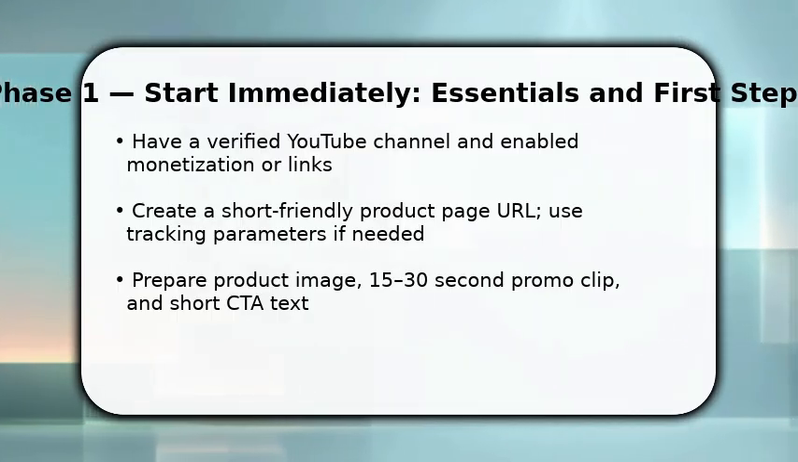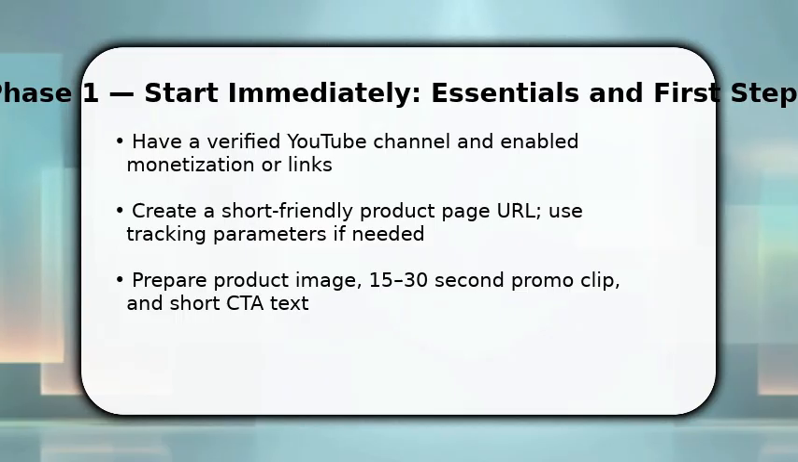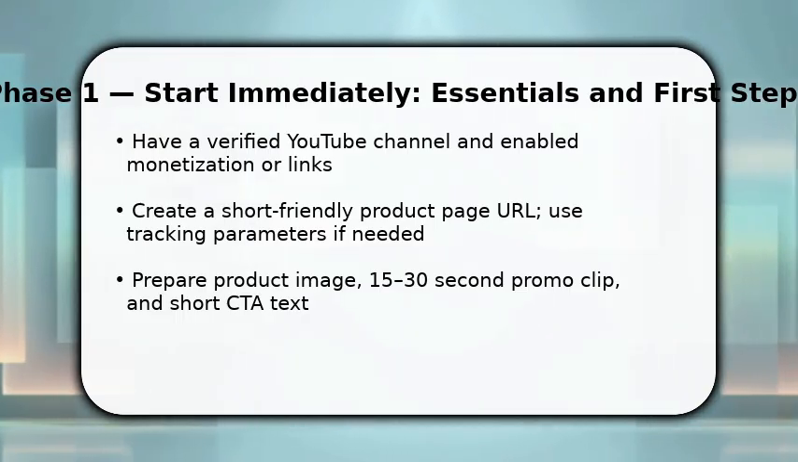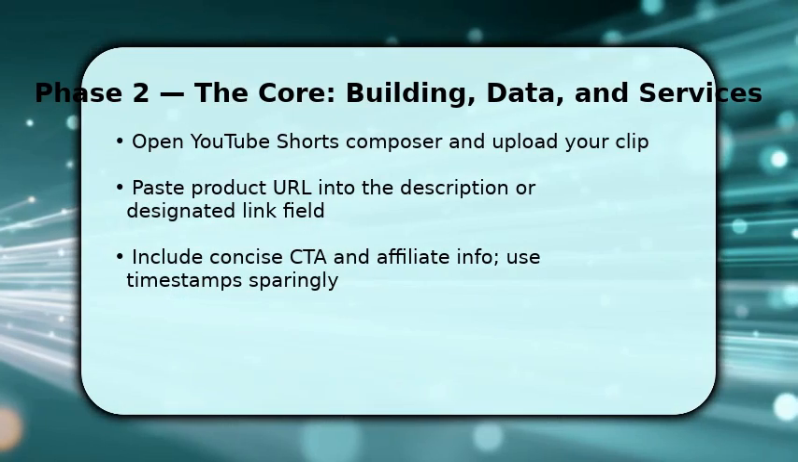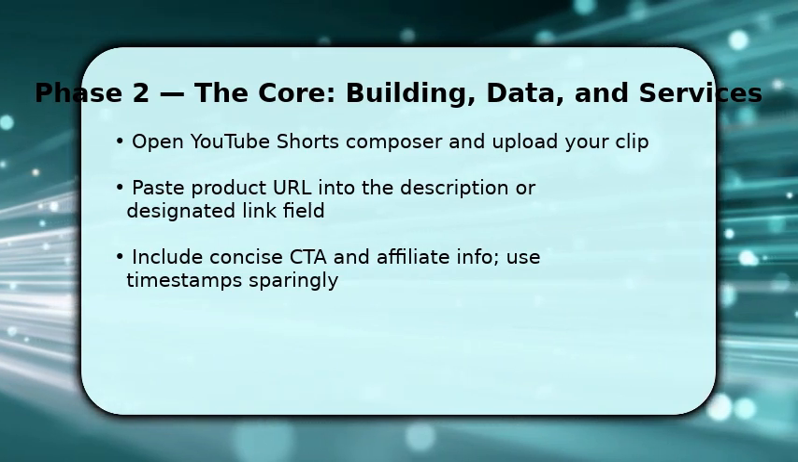Once done, write a crisp call to action, something like tap to buy. Keep it under 30 characters. Make sure you have any affiliate ID handy before you open the YouTube Shorts Composer. You upload the short, then focus on the description area and any dedicated link field YouTube provides.